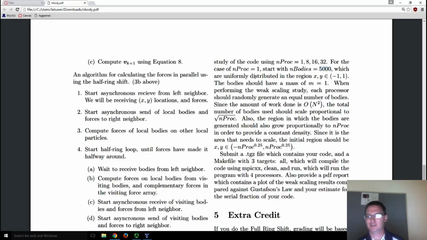These bodies are going to be uniformly distributed in the region of space from -1 to 1, so a nice little square. And all the bodies should have a mass of 1. See what I'm doing here? Simplifications. Randomly or uniformly distributed? So a uniform random distribution. Yes. And you can see an example of that in the Pi integrator that I've posted in the lecture notes on Canvas.